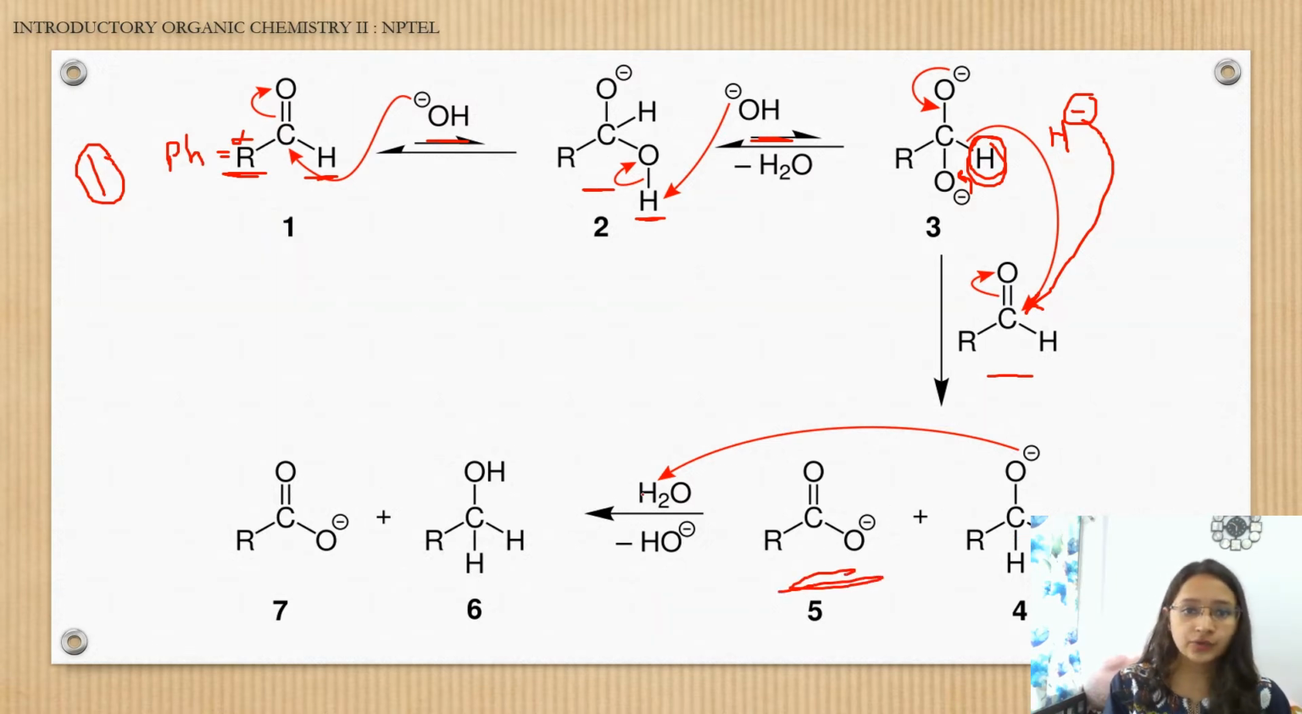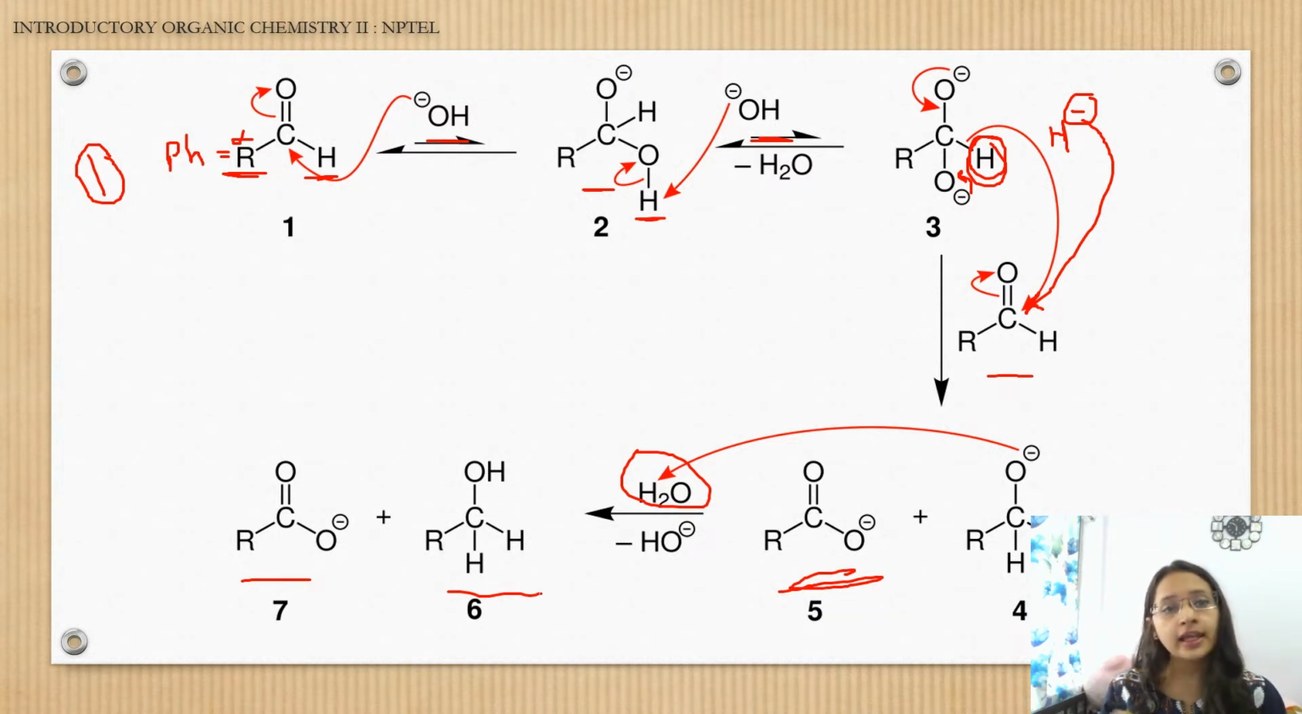So after abstracting protons from the proton source, they will now give you an acid and an alcohol. So this is how a Cannizzaro reaction works. You will turn out to have an acid and an alcohol of the same species in the system. Okay, just look at this mechanism. I will explain it to you all again because I know it is a bit tricky. So see what happens here.